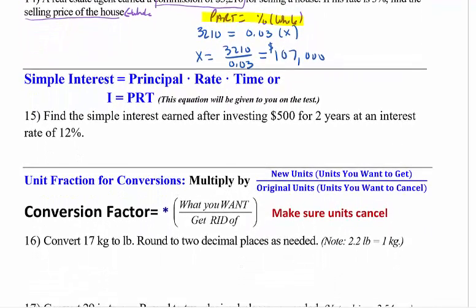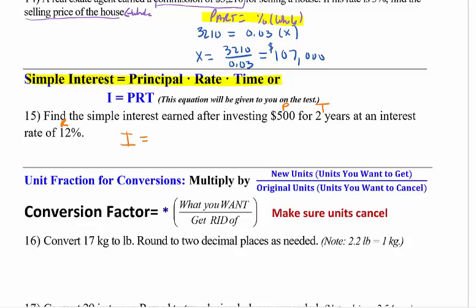So let's look at number 15. It's simple interest. This formula you do need to memorize. Simple interest is principal times the rate times the time. So find the simple interest earned after investing principal, which is how much we invested, which is 500. 2 years is my time, and my rate is 12%.